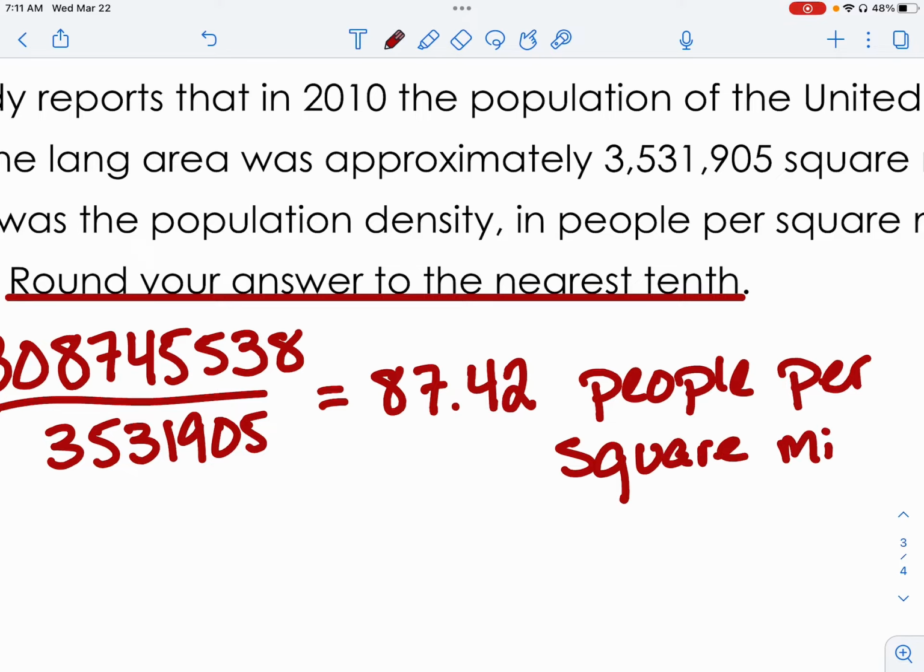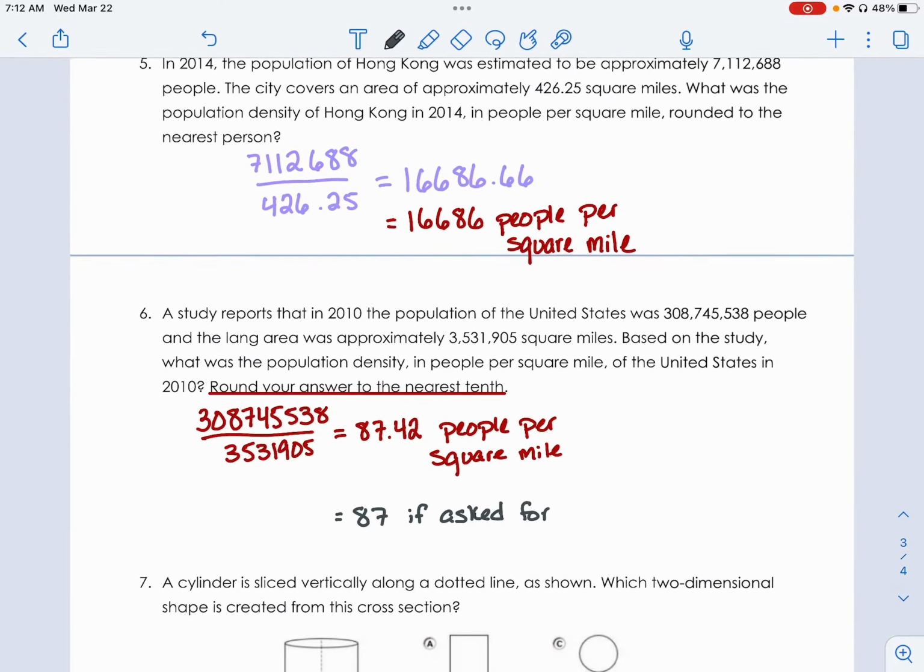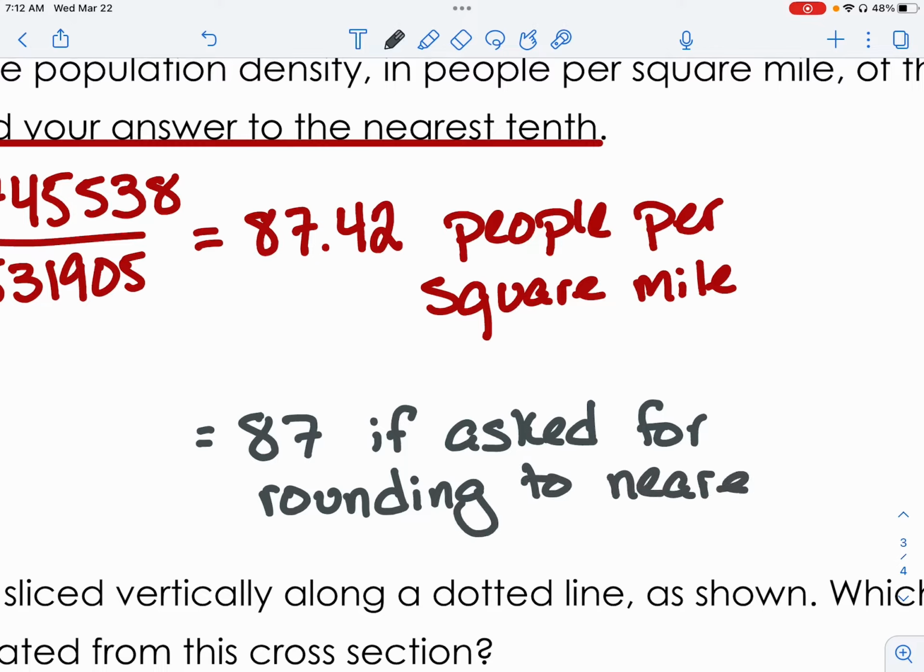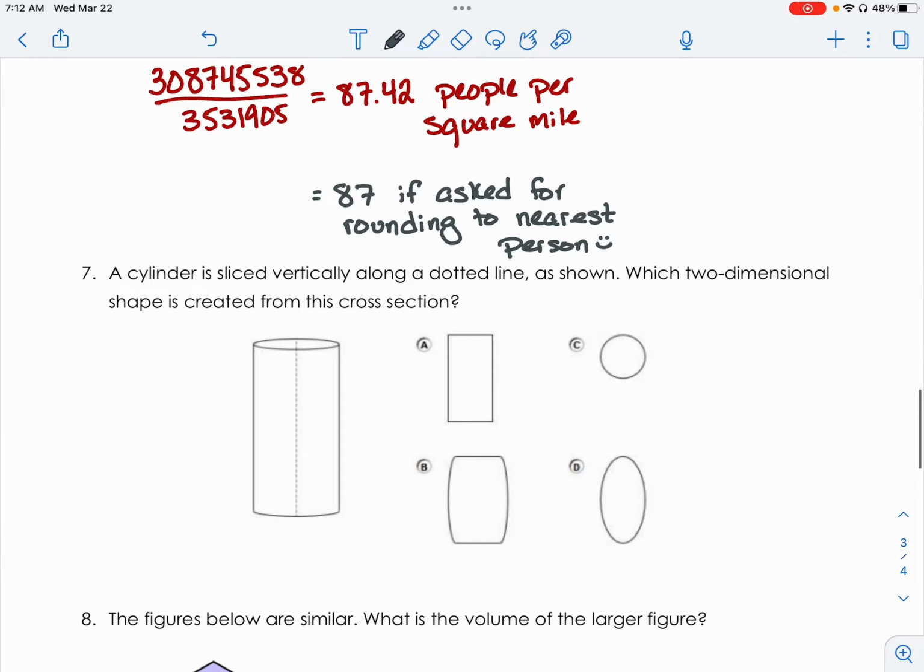Now, if they were asking for rounding to the nearest person, it would just be 87. So just make sure that we're reading the question and satisfying what they are asking of us.